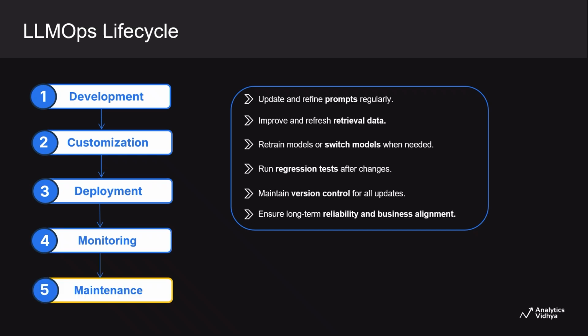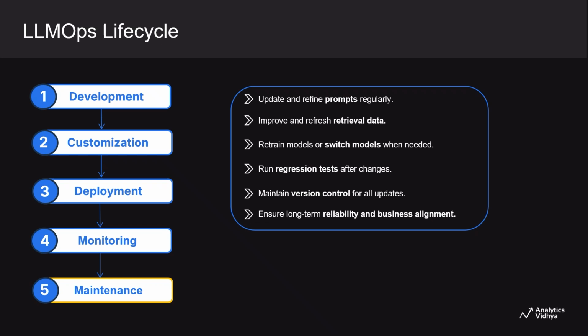Now let's move to the final stage, maintenance. LLM systems are not static, they evolve over time. First, we update and refine prompts regularly. Even small improvements in prompt structure can improve consistency and quality. Second, we improve and refresh retrieval data. If business documents change, the knowledge base must also be updated. Third, we retrain models or we switch models when needed. Sometimes performance improves simply by upgrading to a better foundation model.